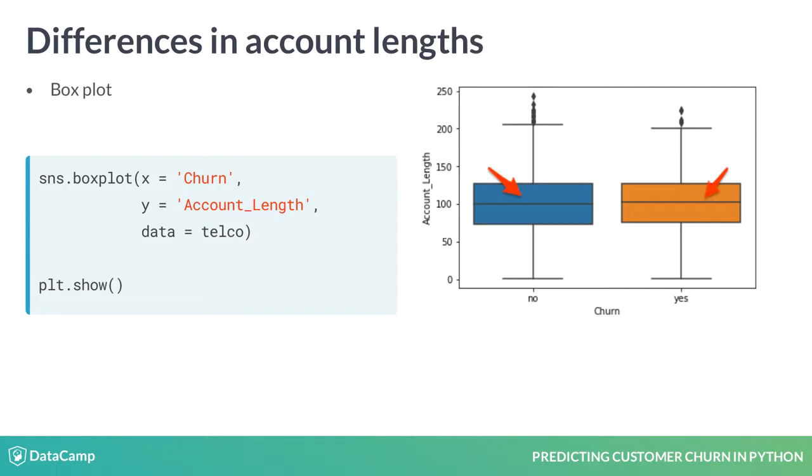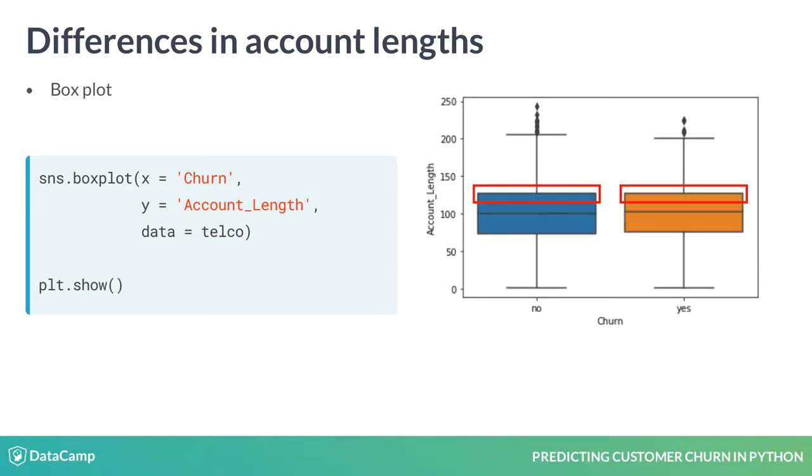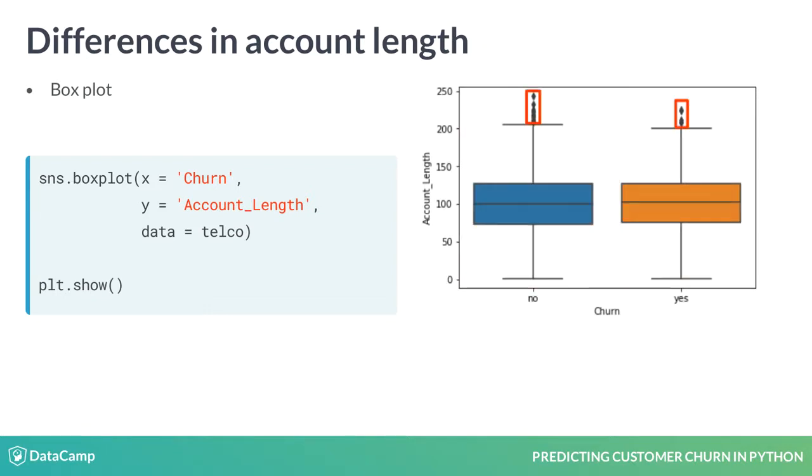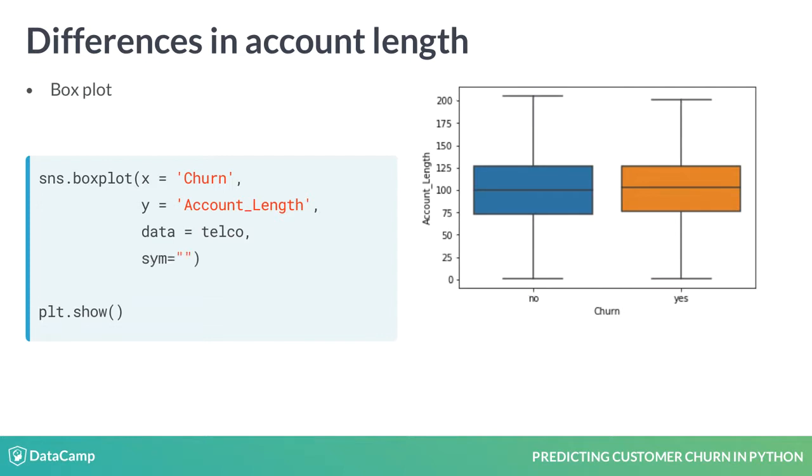The line in the middle of each box represents the median. The colored boxes represent the middle 50% of the account lengths for each group. The values here range from the 25th to the 75th percentile and give a sense of the spread of the distribution. The floating points represent outliers, which you can remove using the sym parameter as shown here.